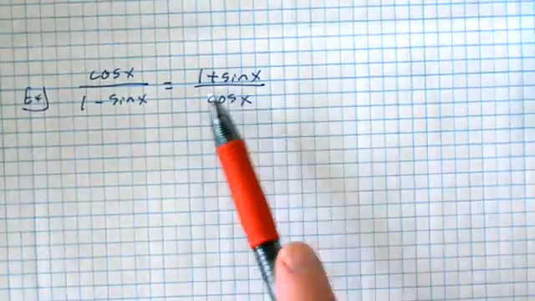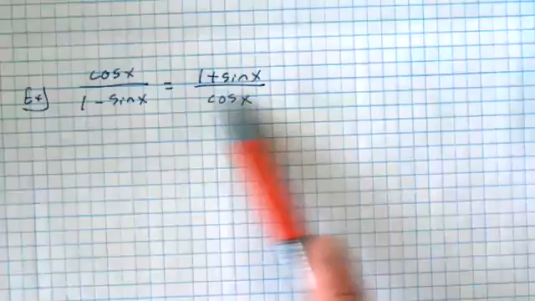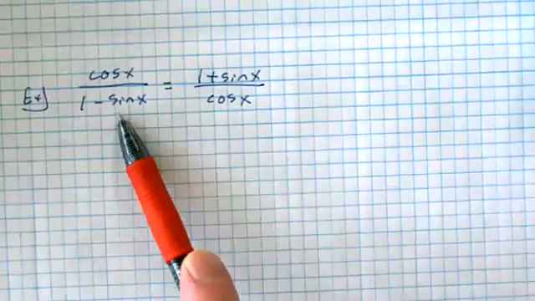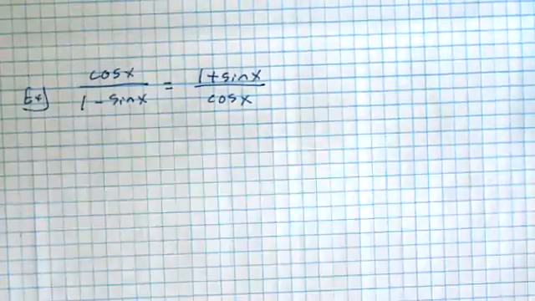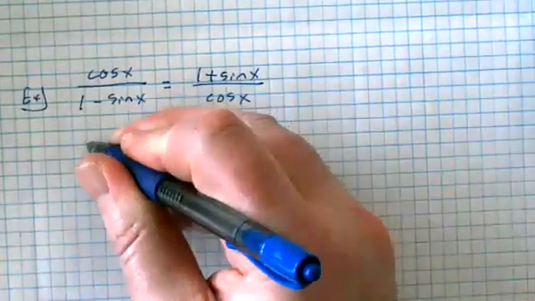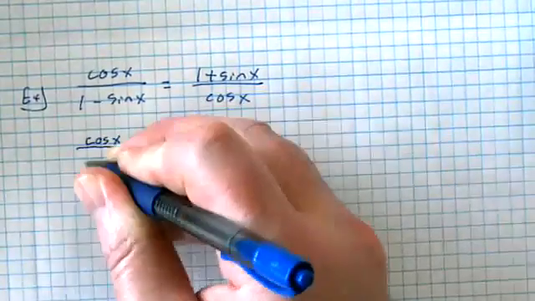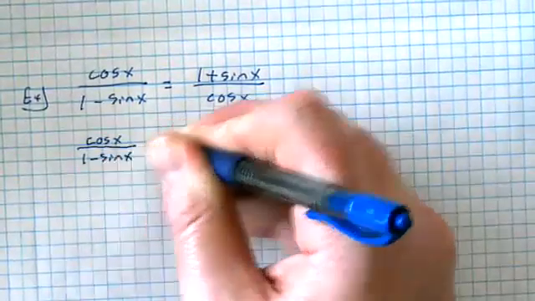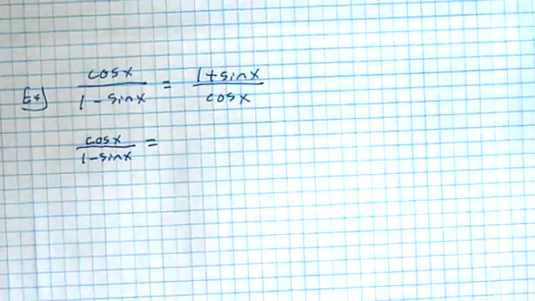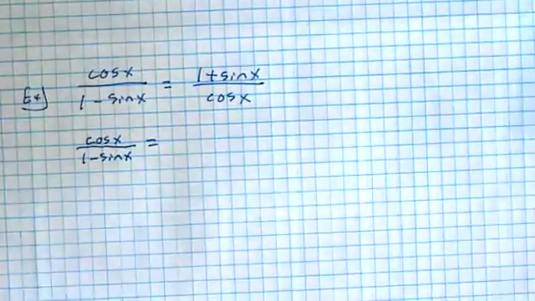Okay, this one's a little easier. I could split it up into 2 fractions and do lots of stuff with it. I'm gonna start with this one though, because it's more complicated. So let me get my left-hand side set up here. Cosine x over 1 minus sine x equals. I don't know if I got enough space for this, but that's all right.